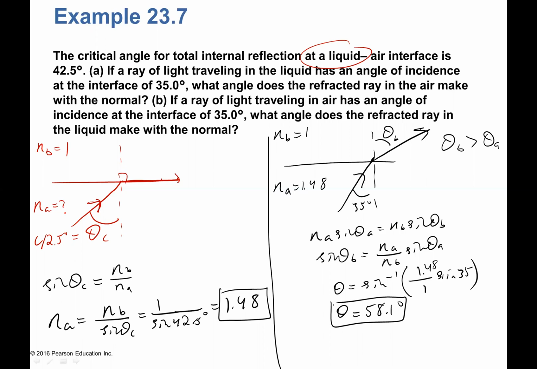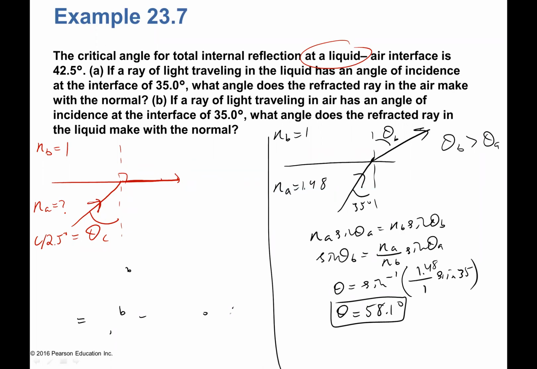Part B says if a ray of light traveling in air has an angle of incidence at the surface of 35 degrees, what angle does the refracted ray in the liquid make with the normal? That means we are kind of looking at it the other way around. So can I clear this so I have room to work with? Okay. So that means we are looking at this combination, right?